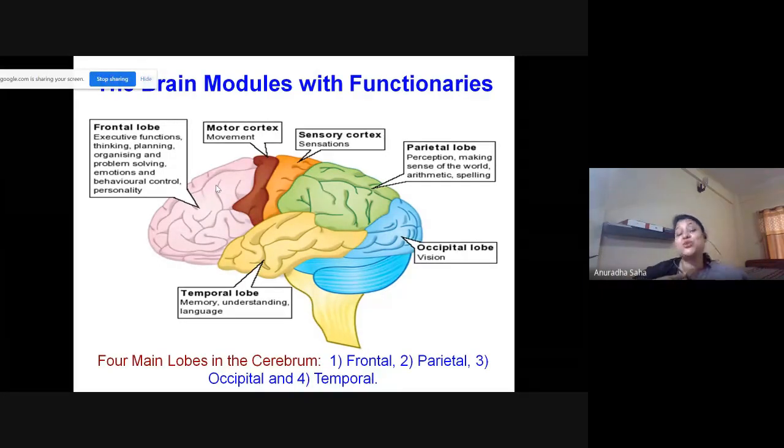Then gradually, if you move from problem solving abilities to motor movement, that means if you want to speak, your facial muscles are going to be activated. If you want to move your hands or your legs, this kind of motor movement is involved. So in that case, the motor cortex plays a major role. Then comes the sensory cortex.